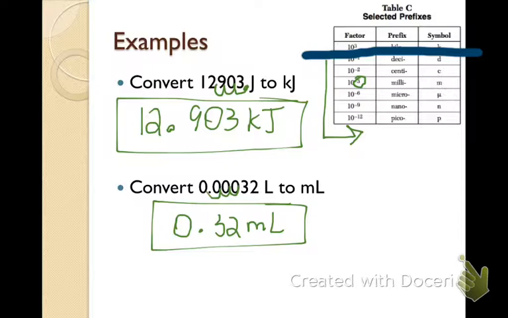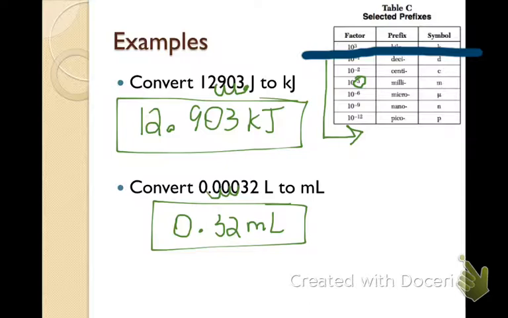Let's think if this makes sense. So 0.32 milliliters, that's going to be a really small number. Same thing with 0.00032. It's even a smaller number. So of course, always check to make sure your numbers make sense. Another way to do this is to look at the exponents.